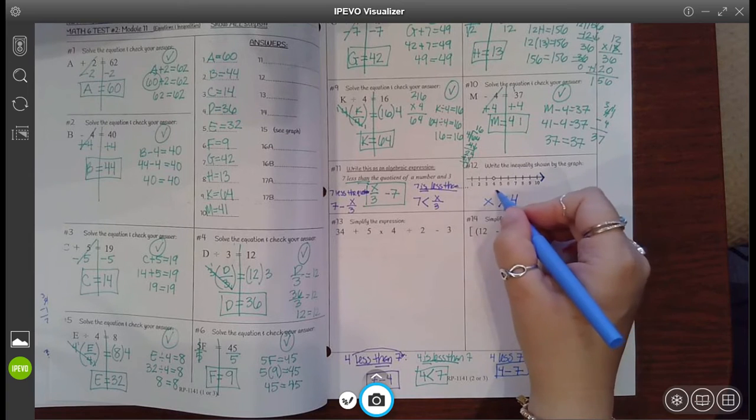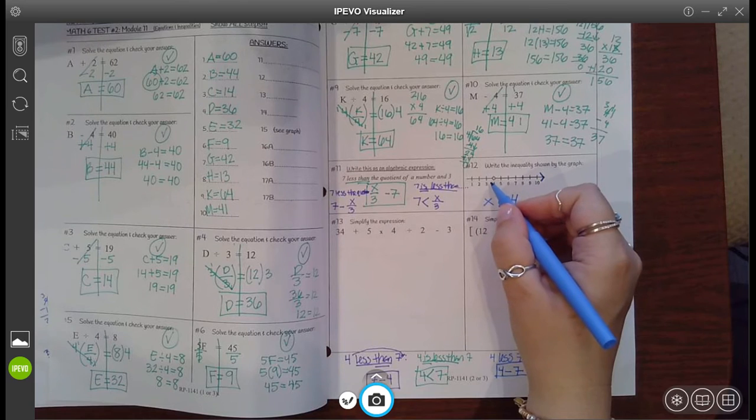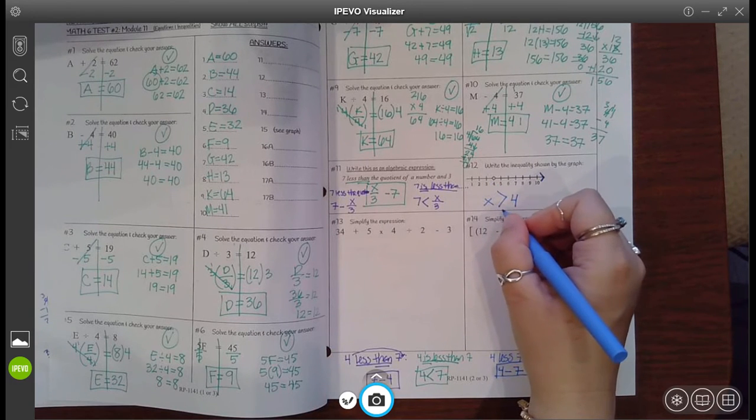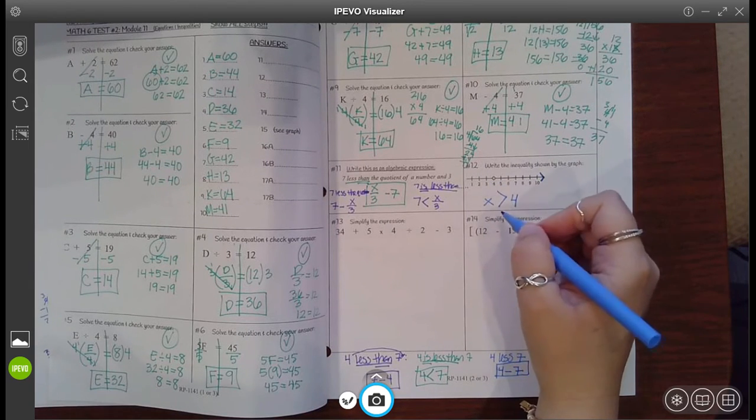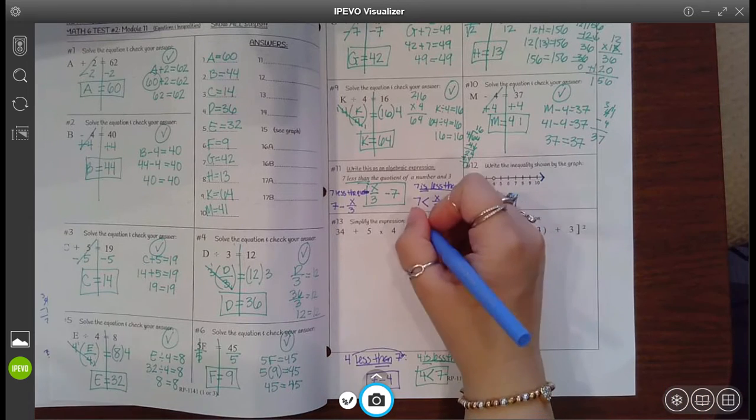See how this matches the inequality? Your arrowhead matches the inequality sign. There you go. Now, if this circle was shaded in, there would be a line underneath because it would be including the 4. But since it's open, there's no line underneath. That's it. Okay, the next one, we're going to simplify the expression. You're like, what's that?